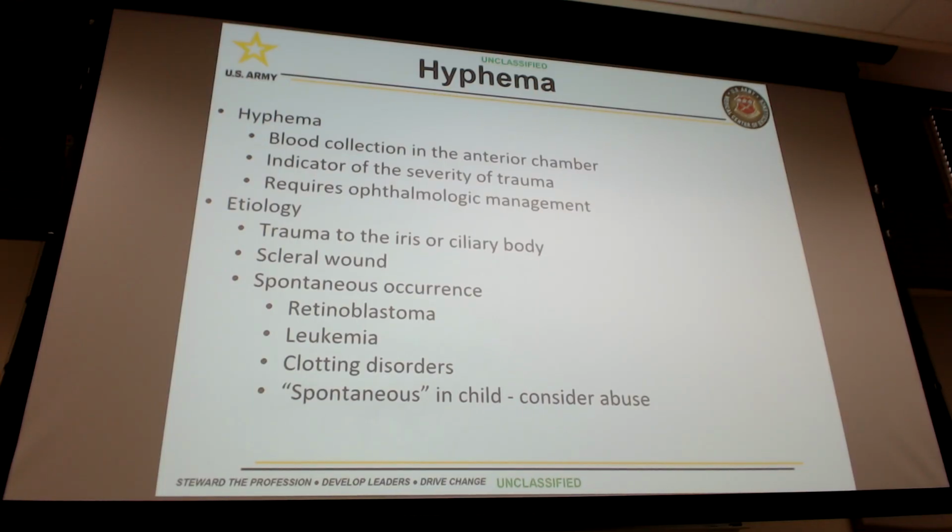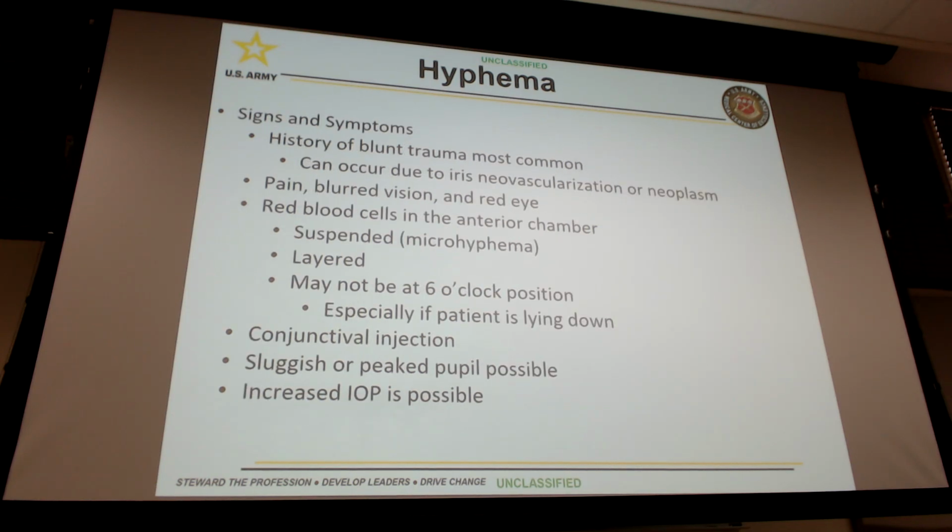If you have hyphema in a kid, you may want to figure out a way to ask a question about potential abuse. Okay, hyphema is not normal. It's indicative of some sort of trauma to the eye. Okay. Signs and symptoms. The most obvious sign is going to be blood in the anterior chamber, okay, that you're going to see. The pupil may be irregular in these patients as well.